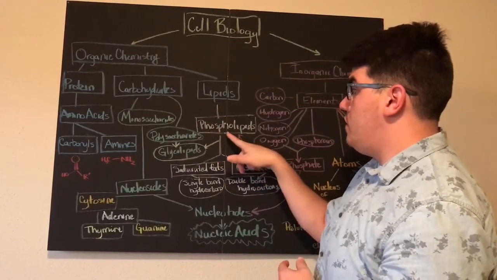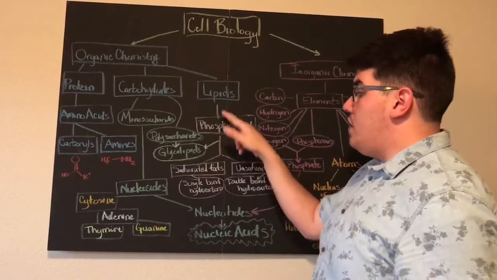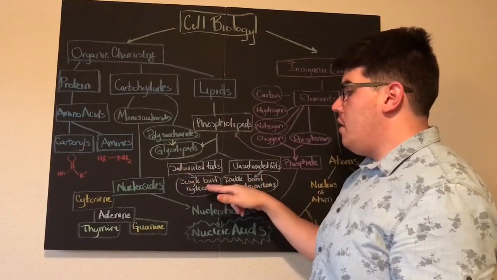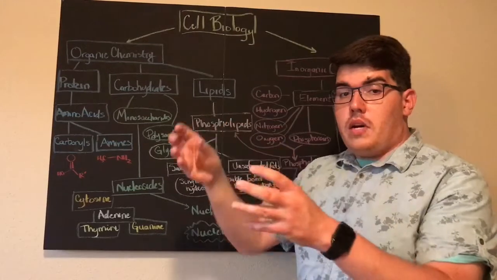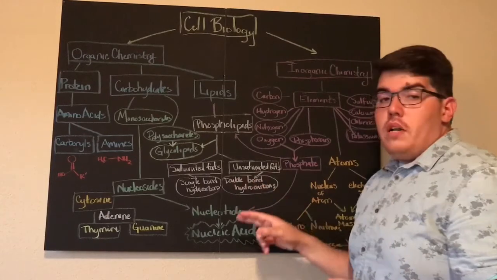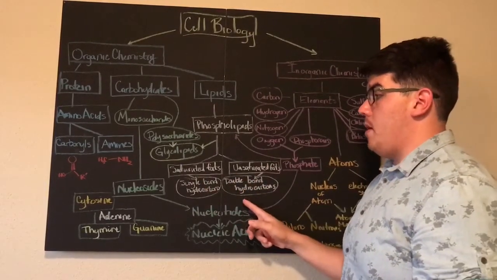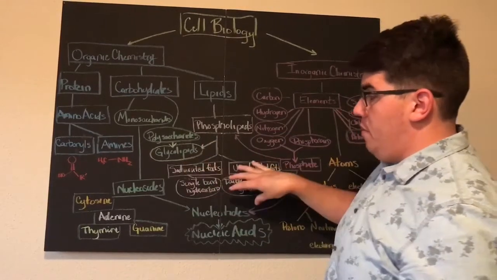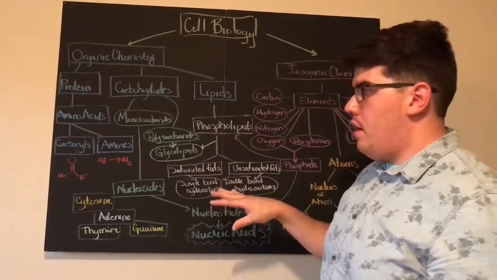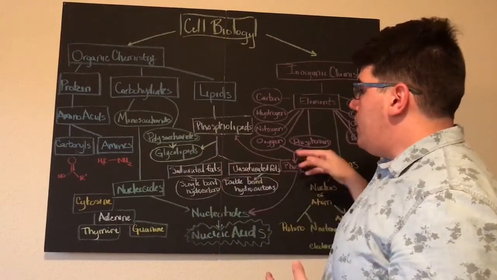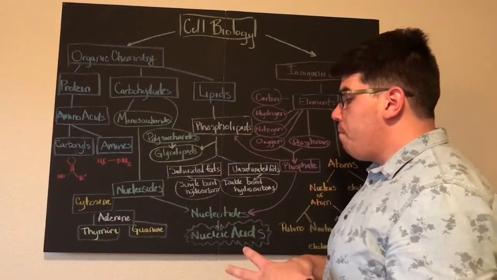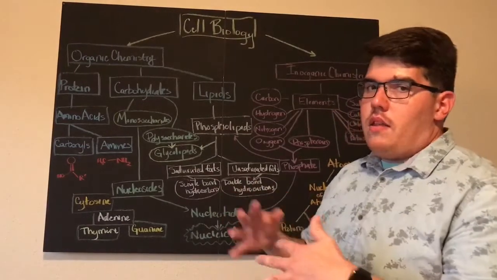This phospholipid is actually a phosphate group attached to a long chain of hydrocarbon fatty acids. Saturated fats are long chains of single bonded hydrocarbons, and unsaturated fats contain one or more double bonds. This particular region of these phospholipids is hydrophobic and doesn't interact with water. And this phosphate part is polar and interacts with water. And so that's very important for keeping things in and out of the cell.